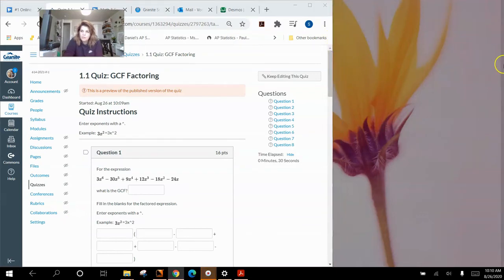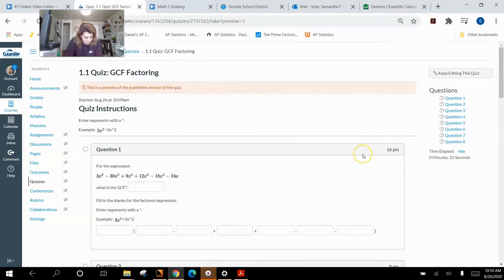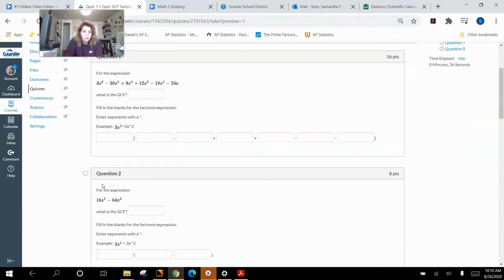Question number 1 is the same as number 11 on your notes. So I'm just going to copy down exactly what I have from my notes. It says, what is the GCF? So I'm going to fill in a 3x. And then it says, fill in the blanks for the factored form. Notice that I have written the parentheses and the plus and minuses. They're really small, but they're there. So all you have to fill in is the terms.